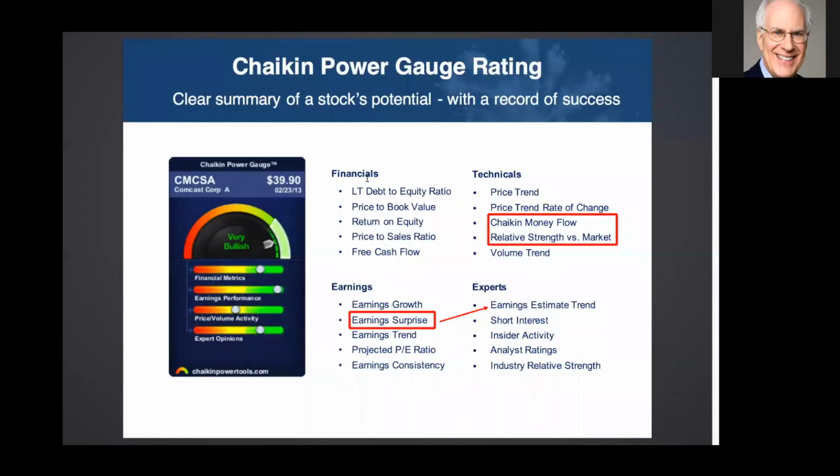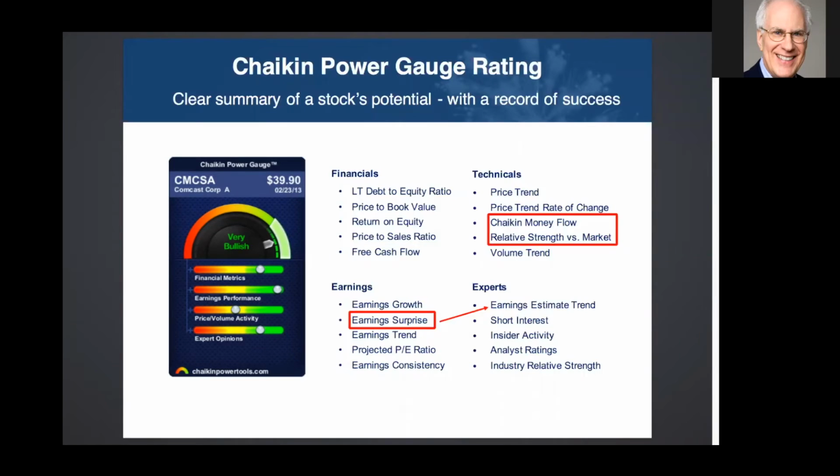So not all institutional investors look at all 20 of these factors, but the reason that the Power Gauge rating works and has worked for the last 6 years in real time is that it's based on the way Wall Street works. This is your directional edge. So the financial metrics are what a Warren Buffett looks at.